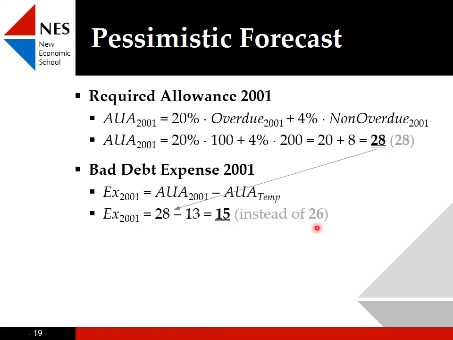Initially it was 26 if you look back at the base case scenario. Note that the difference between 26 and 15 is 11. 11 is also the difference between 33 and 22. That is to say, the allowance that was set up under the new pessimistic forecast scenario and the old base case scenario.